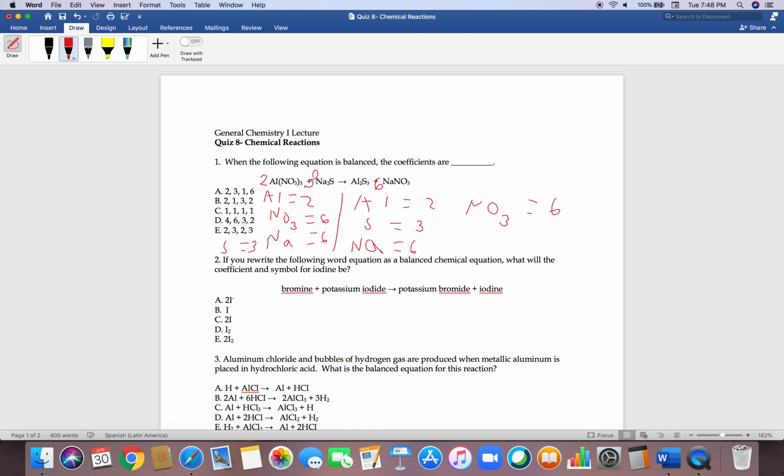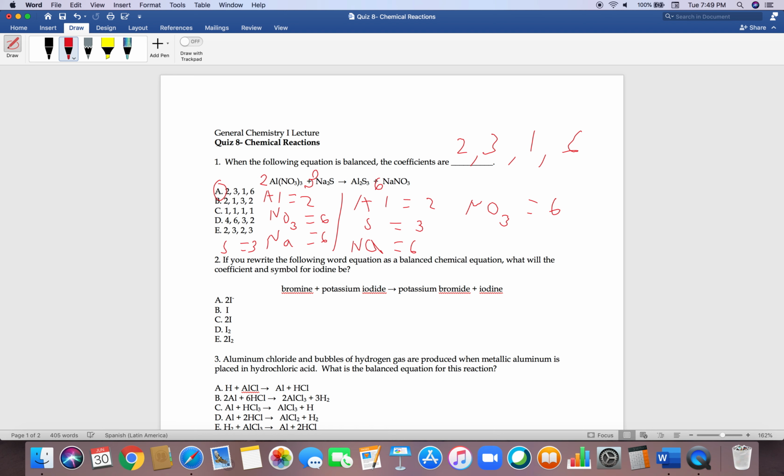So what was another common multiple that I could use to fix that problem? 3 and 6 would do that. So the answer here, or my coefficients rather, are 2, 3, 1, and 6 going across horizontally. So the answer here would be A.